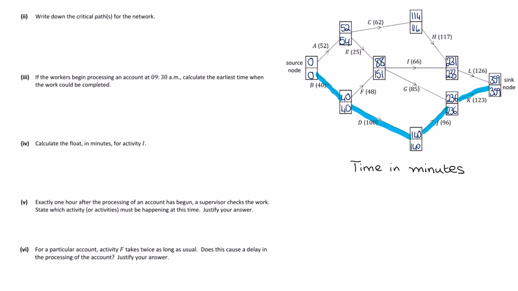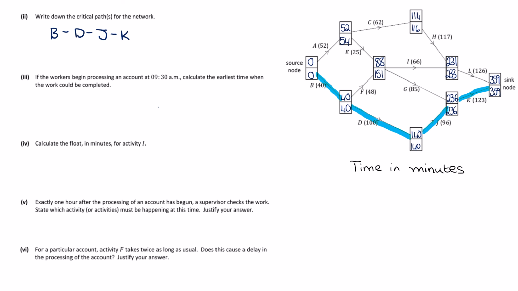So part 2 here asks us to write down the critical path for the network. So you've done the hard work on the diagram, so we can just look to see which of our activities are critical, and we can see highlighted in blue that critical path. So the critical activities are B, D, J, K, and they do make a path. So B to D to J to K. So that's our critical path for the network.